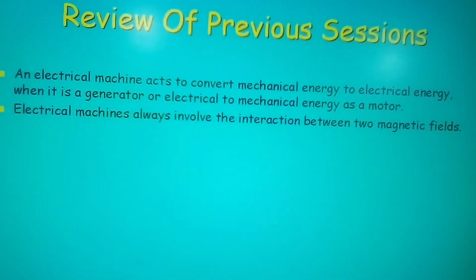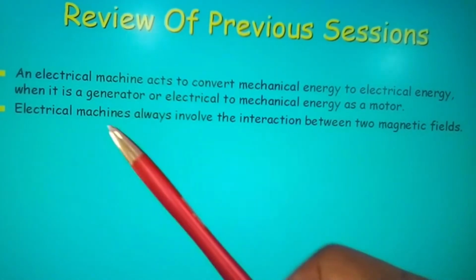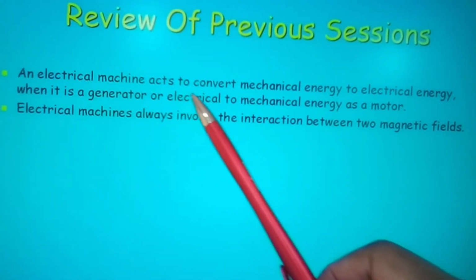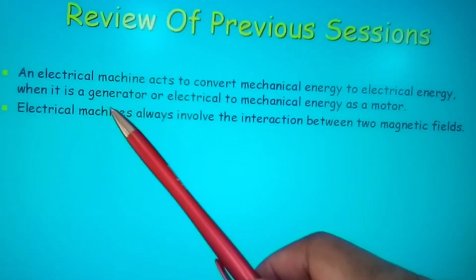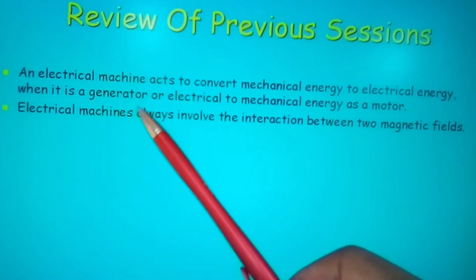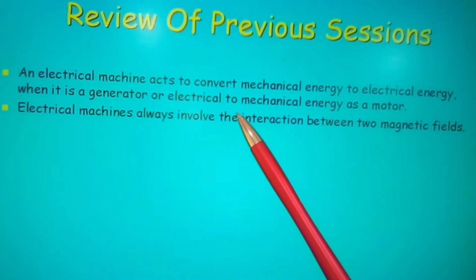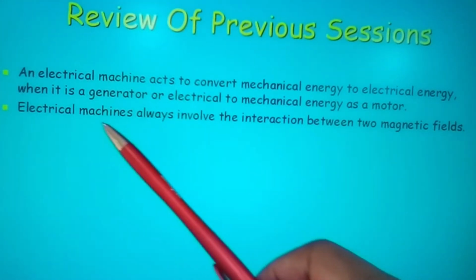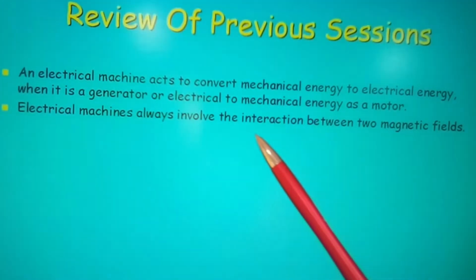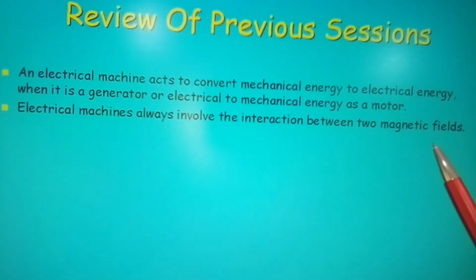Now here, an electrical machine acts to convert mechanical energy to electrical energy when it is a generator, or electrical to mechanical energy as a motor. Now, electrical machines always involve the interaction between two magnetic fields.